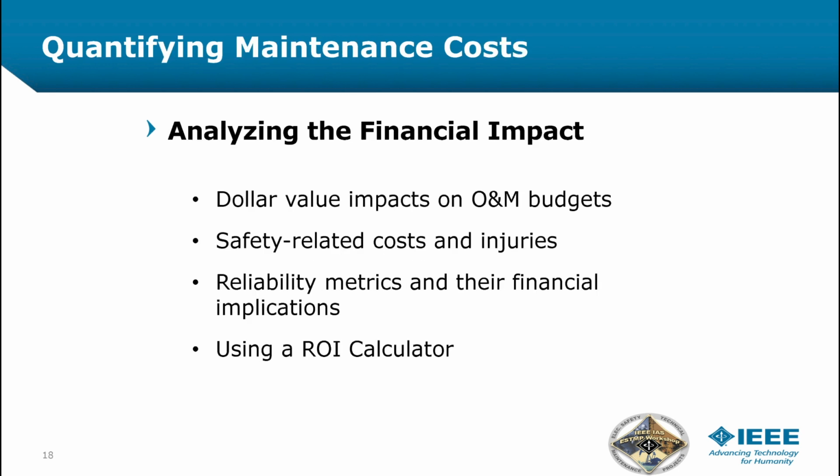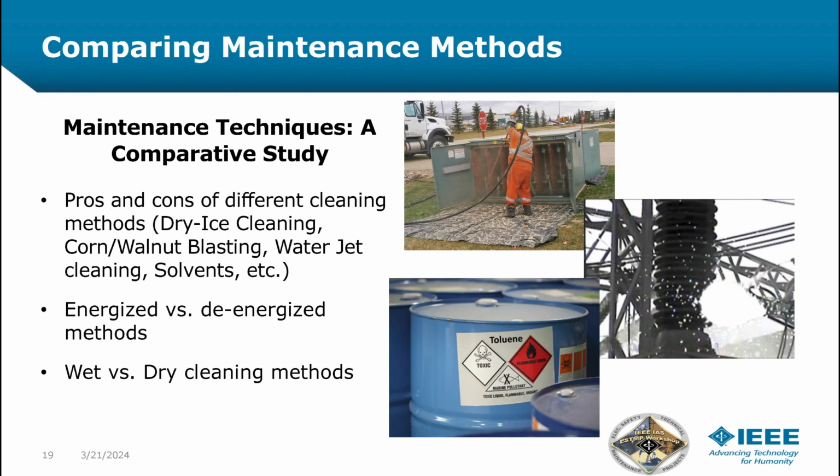The dollar value impacts on O&M budgets is something that all utilities are concerned with. Safety-related costs and injuries. Anytime a staff member is injured, it affects all of us. Reliability metrics and their financial impacts is very hard to determine. Using an ROI, return on investment, calculator makes it easier for us to understand the true cost of an outage. Maintenance technologies, a comparative study.